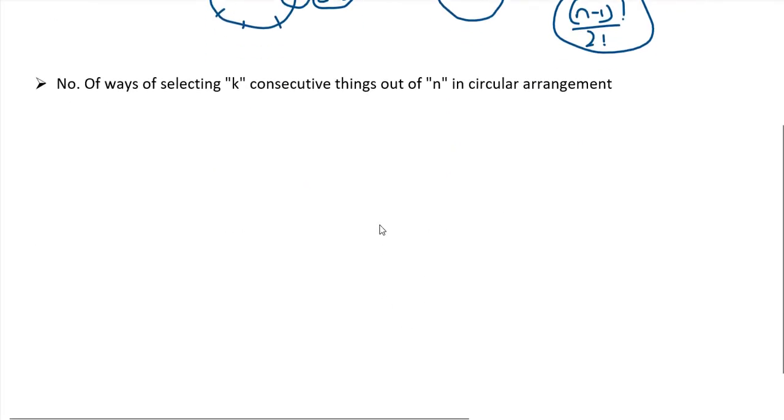Now let us see how to select k consecutive things out of n circular things. So again there will be two cases.